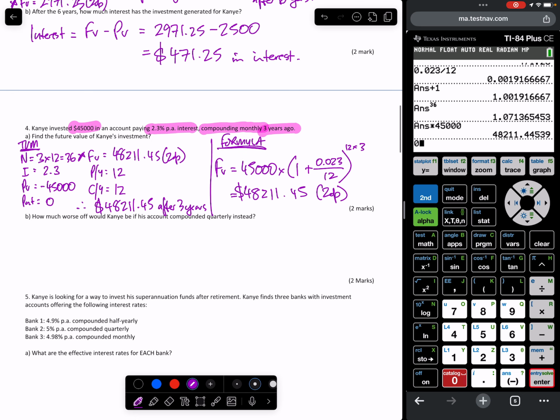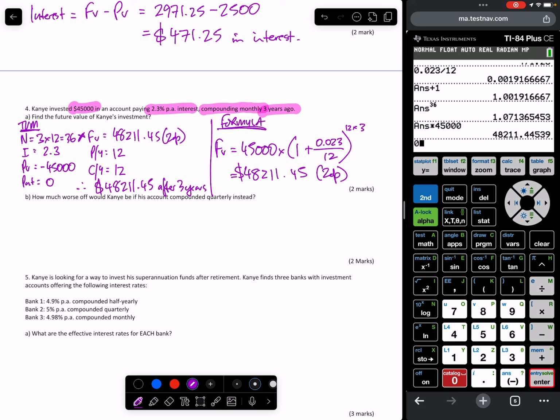How much worse off would Kanye be if his account compounded quarterly instead? So TVM, N, I, PV, PMT, FV, PY, CY. What's the difference here? It's the same account. He's putting the same amount of money in, but this time it's going to compound quarterly. So it's going to be 3 years times by 4, which is 12.